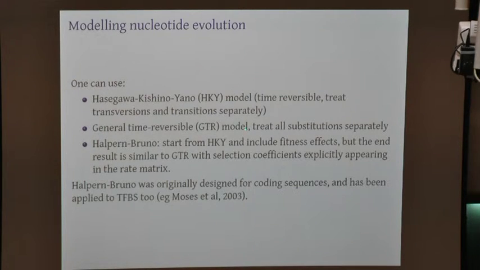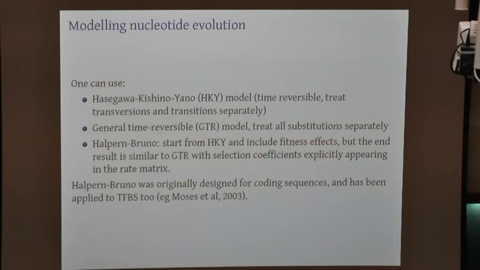So what kind of model do we use? We could use this HKY model, which is basically a Jukes-Cantor type thing, but treats transitions and transversions separately, or the general time-reversible model where you treat all substitutions separately, or this specific question of nucleotide evolution was treated by Halpern-Bruno in the context of amino acids. So we never talked about selection. We kind of assumed that selection will be reflected in your equilibrium distribution. What these guys do is they include fitness effects, assuming that selection and fixation occur much faster than mutation.